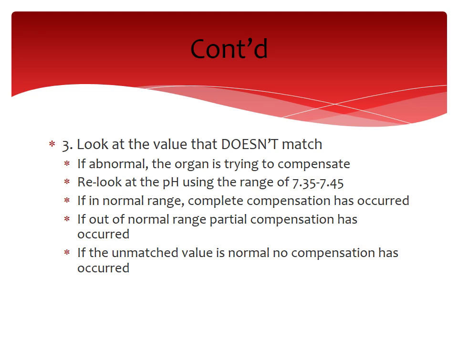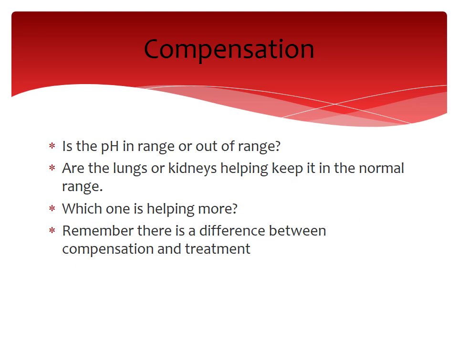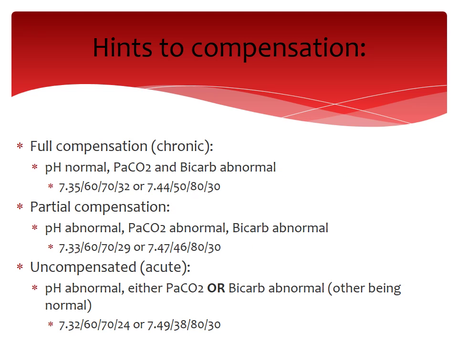So now we're going to add to it. You have either acute or uncompensated. Those two terms mean the same thing. You might have partially compensated, or you'll have compensated or chronic. Those two terms mean the same thing, compensated or chronic. Okay, so our first step is, is the pH in range or out of range? So we're going to look at compensation, so we're going to say it's in range. Are the lungs or kidneys helping keep it in the normal range? Which one is helping more? And remember, there's a difference between compensation and treatment. Hints to compensation.